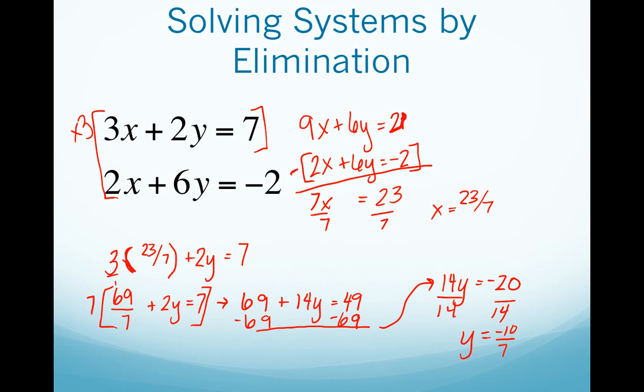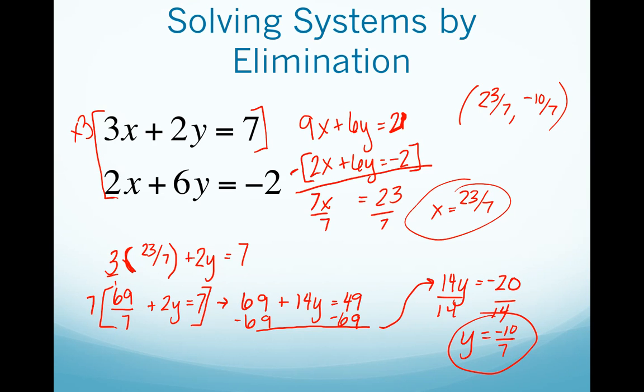So then I've got my x coordinate. I've got my y coordinate. And some answers might just say x equals 23 over 7, y equals -10 over 7. Others might be written as an ordered pair. So just remember that x comes first, y comes second, and you'd be looking for that solution.